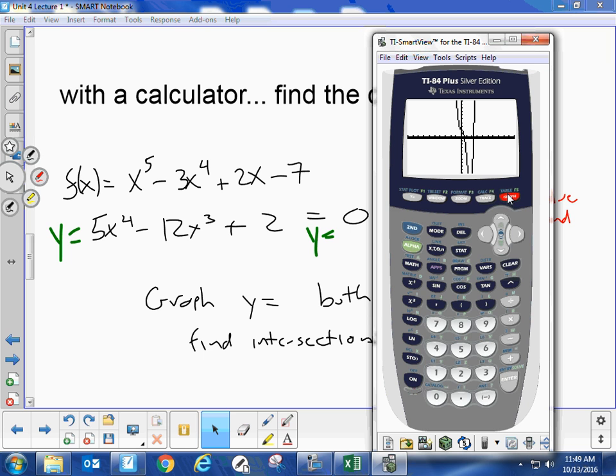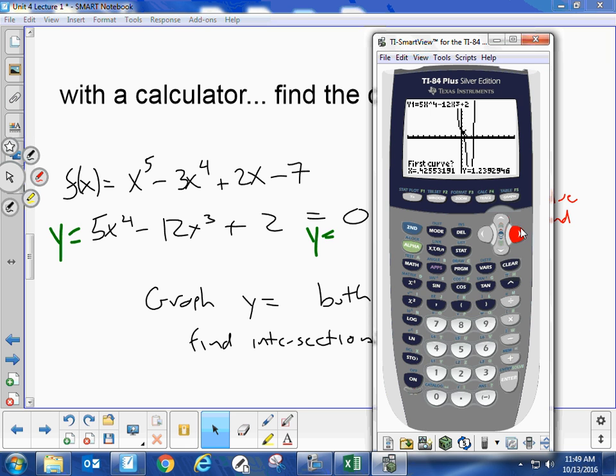I want to see when these two intersect with each other. Remember, from previous classes, you can go to second calc intersect. Second calc is over trace. After you've graphed the two equations, second calc intersect.